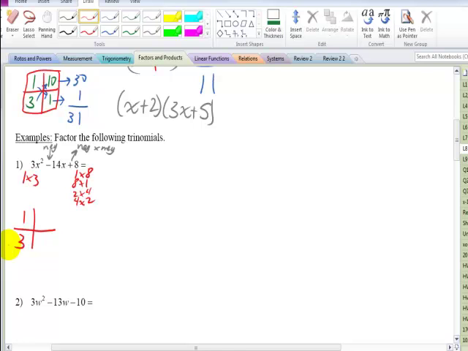Then do your box method. Okay, which one do you guys want to start with? 4 and 2, sure. 2, 4. Cross multiply. 3 times 2 equals 6. And what's the other one? Just hold your horses, please. 1 times 4 is 4. Altogether, we get 10. Nope. So, let's switch them. 4 and 2, this will give us 12. This will give us 2. And we got 14. Oh, but guess what? We want a negative 14. So I guess that's not the answer.